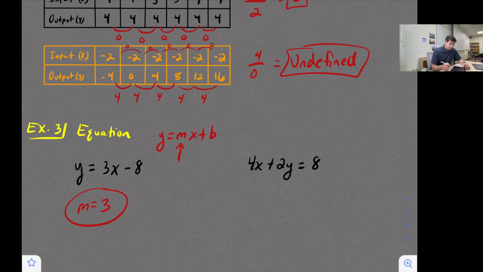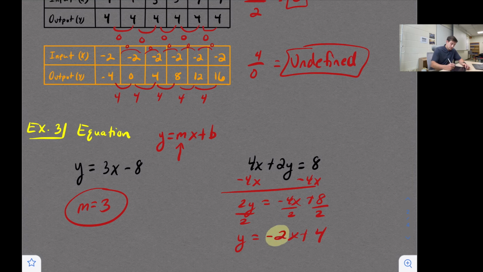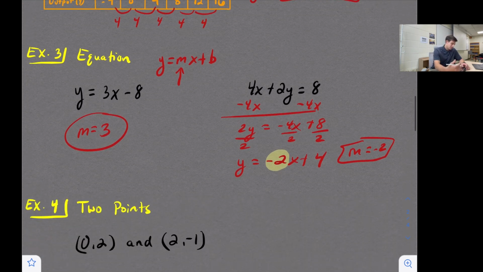Now on the second equation, that's in standard form. So we want to rewrite that in slope-intercept form so that we can easily identify the slope. So let's subtract 4x. So we have 2y is equal to negative 4x plus 8. And then we're going to divide all 3 terms by 2. So we get y is equal to negative 2x plus 4. And now we can easily identify our slope, which is negative 2. So in this case, m is negative 2. And remember, m is our variable that represents slope. Okay. All right, so far we've looked at graphs, we've looked at tables, we've looked at equations.